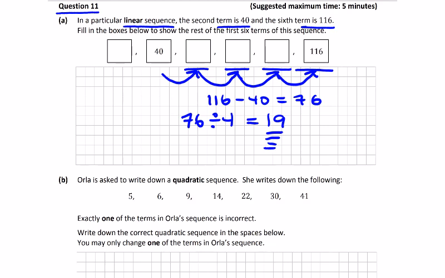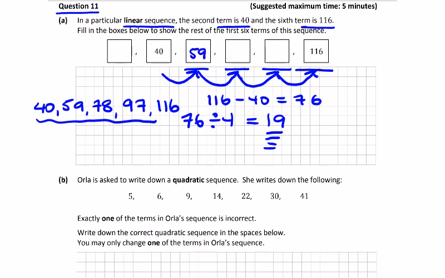You may go wrong, but do your little work off to the side here. 40 with 19 would get us to 59. Add on 20, take away 1, 78, 97, and 116. This would work. So you can see a tiny bit of rough work here. So 59, 78, 97 works here.